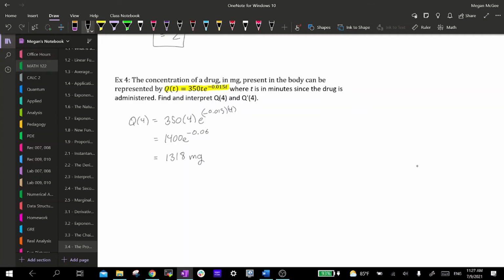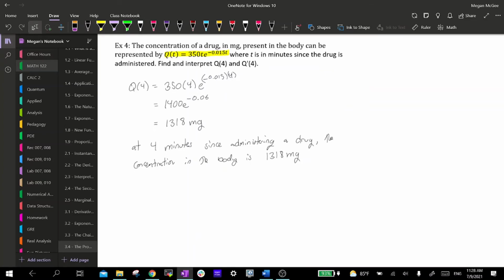So if we're supposed to interpret this q of 4 at 4 minutes, since administering a drug, whatever drug we're dealing with here, the concentration in the body is 1,318 milligrams at 4 minutes in. Alright?